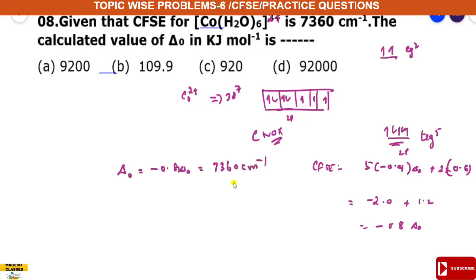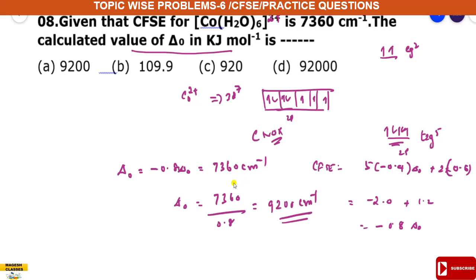This is equal to 7360 centimeter inverse. Okay. So del O is equal to 7360 divided by 0.8. This is equal to 9200 centimeter inverse. So this is the del O value.